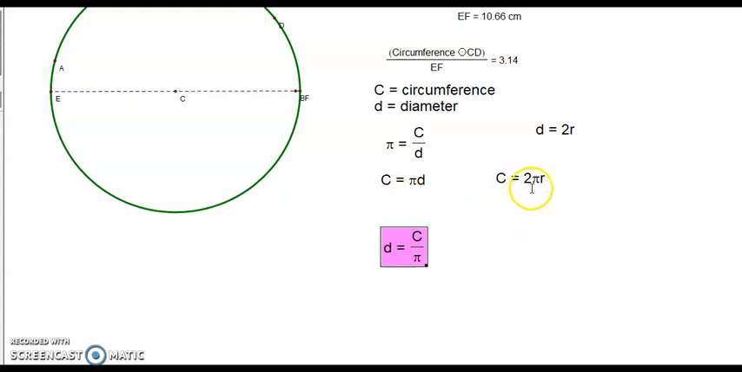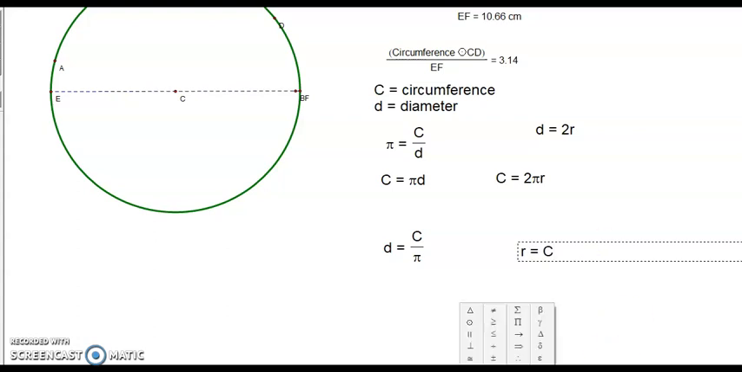And similarly, over here, I can say the same thing about the radius. If I just do circumference divided by pi, that'll give me diameter. Let's divide that by 2. Diameter divided by 2 will give me radius. So here we have some more equations.